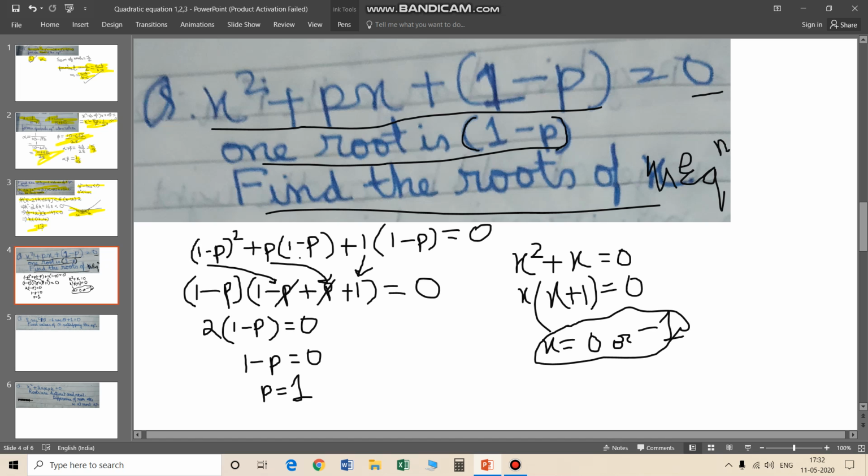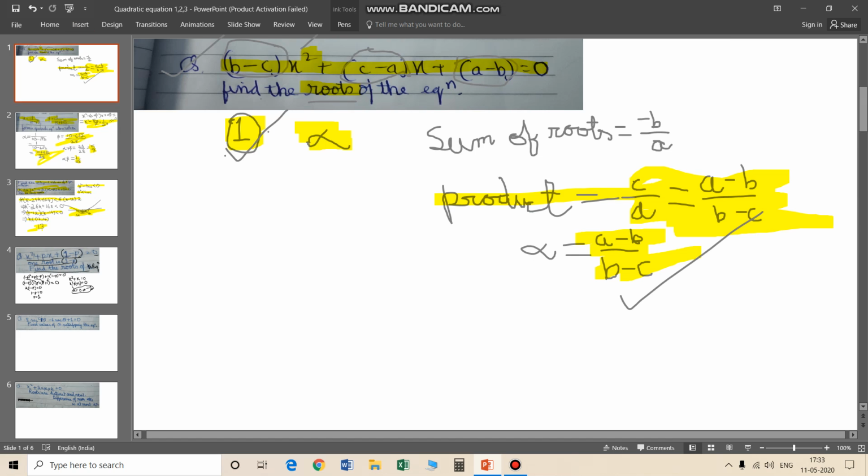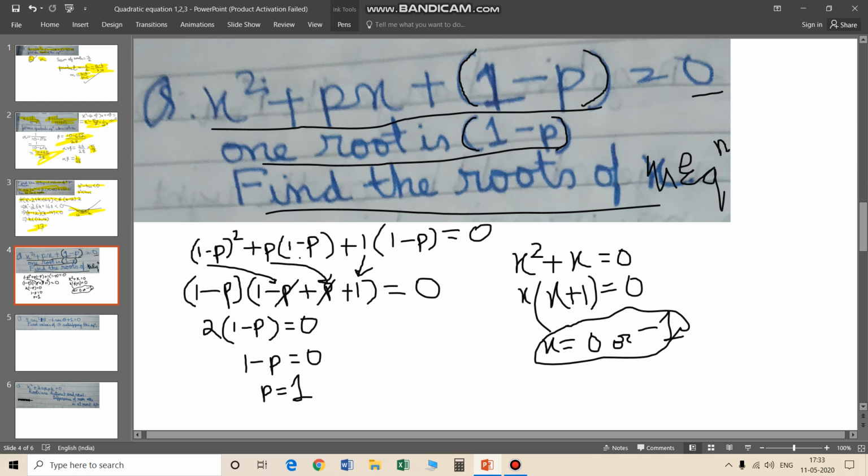I know some children may find this question like that. If 1 minus p is one root of the equation, then 1 minus p into the other root will be the product, right? Product is c by a. This is one of the important formulas we need to know while solving questions of quadratic equations. I have discussed it in the previous video, for the first question of our discussion of quadratic equations.